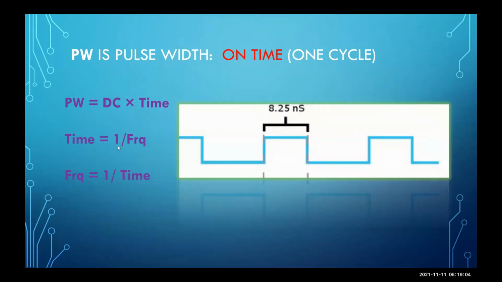As well, if we know the frequency, which we will be looking at again, we will be able to find the time, which is the period. And we will also be able to find the frequency if we know the time. Time is the cycle again. All right, we will be doing some calculations based on these equations, but for the time being, try to understand that pulse width is duty cycle times time, and time is 1 over frequency, or frequency is equal to 1 over time.